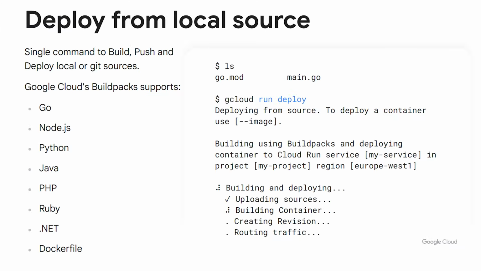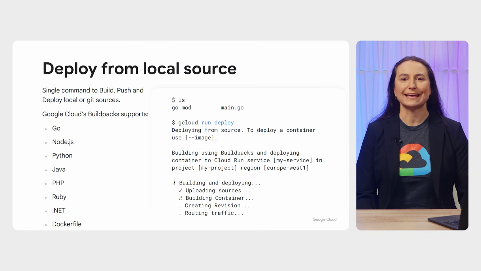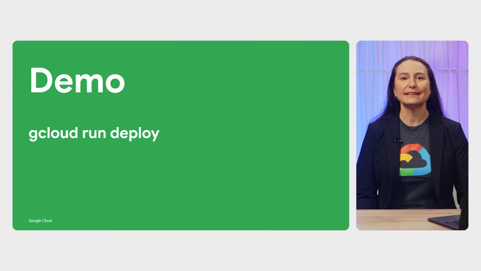This deploy from source code feature takes your application code, whether it's Node, Python, Java, Go, .NET, Ruby, or PHP, and deploys it to Cloud Run without you having to create a Dockerfile or build the container image yourself beforehand. In this demo, you'll see how to deploy from source by running the command gcloud run deploy.